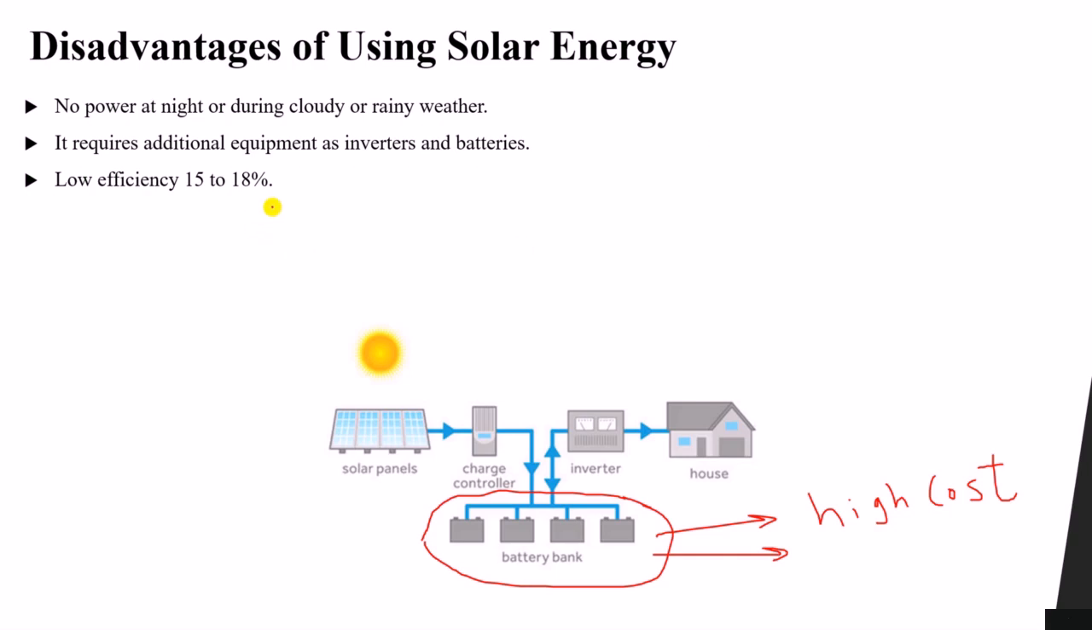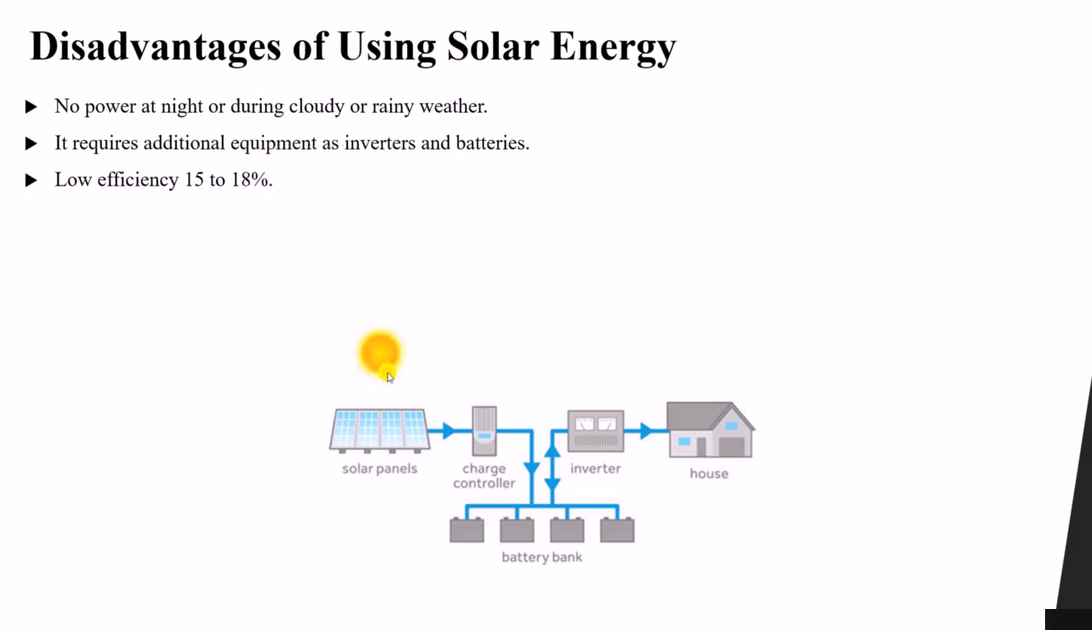Okay, it just absorbs from 15 to 18% of the energy of the sun falling on it. So it is in general low efficiency, or low conversion of the solar energy into electrical energy, compared to other types of renewable energy such as wave energy and wind energy.